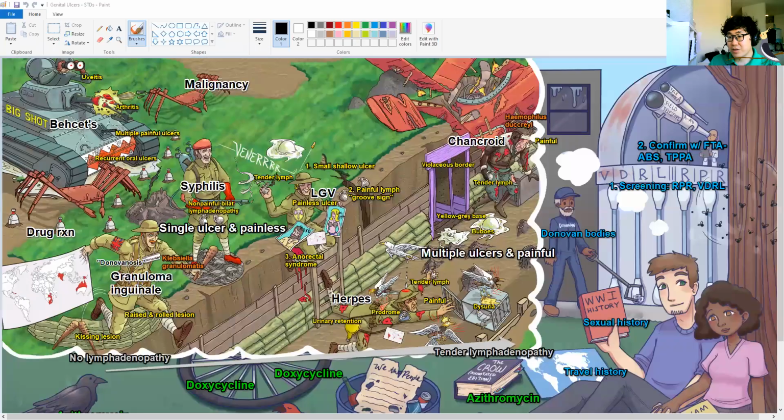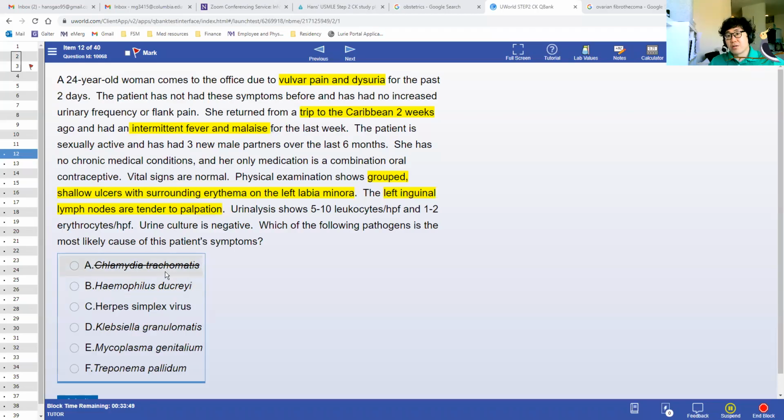All right, so LGV again, painless ulcer, but painful groove. This is Haemophilus ducreyi. So it's painful, tender lymph nodes, and bubos, yellow-gray base. All right. So I guess it could be it. Yeah, I'm just going to leave that on there for now. HSV, I believe, is the most likely one. Quite frankly, it's like shallow ulcers with surrounding erythema. Ducreyi tends to be like one big ulcer.